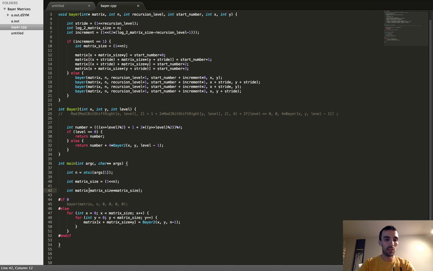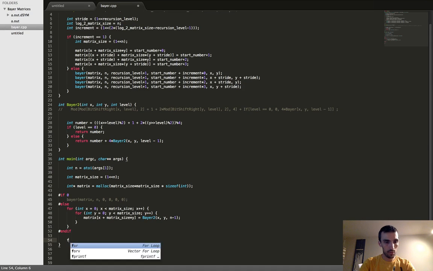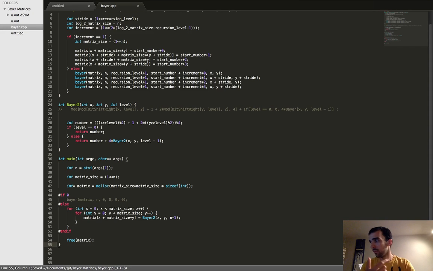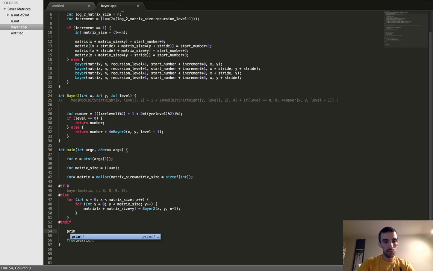Oh, that's why it crashed. I should probably malloc this. What am I doing? And you know, you gotta free the mallocs. That was probably my crash. It was just running out of stack space. Okay, and now I'll just do one printf at the end, where I print a random entry.